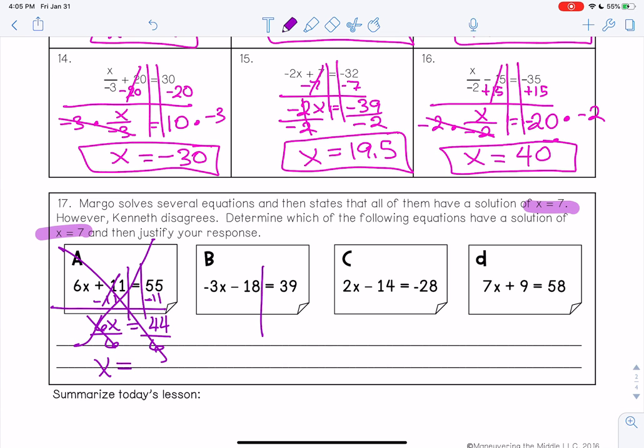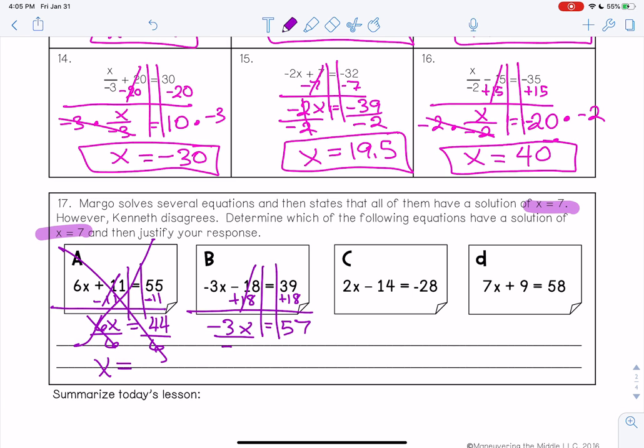B, I'm going to draw my river. I'm going to add 18 to both sides. And these cancel out, and I get negative 3x equals 57.